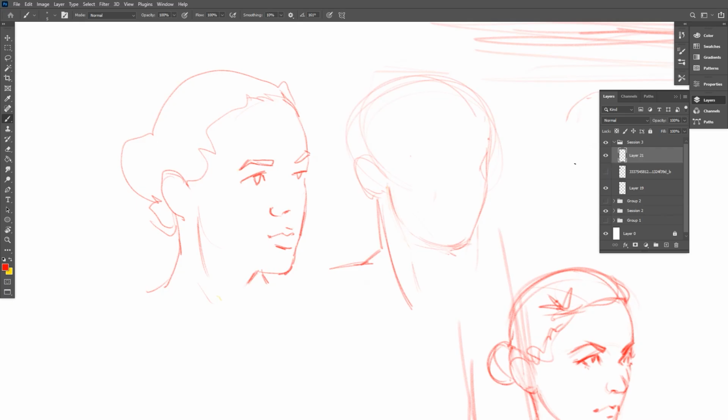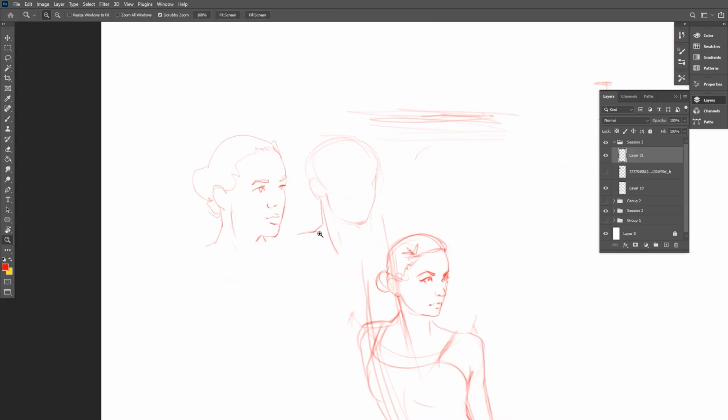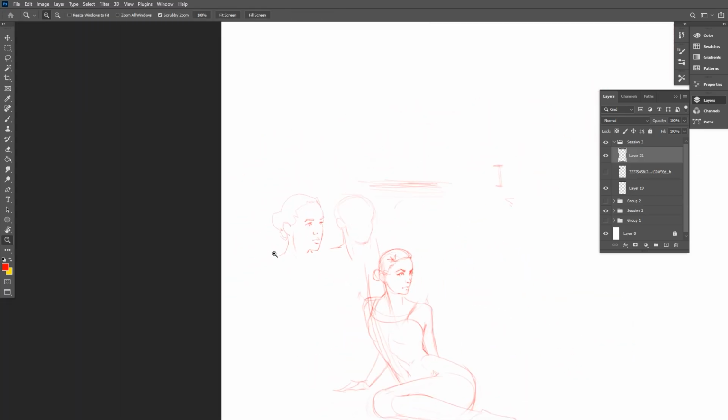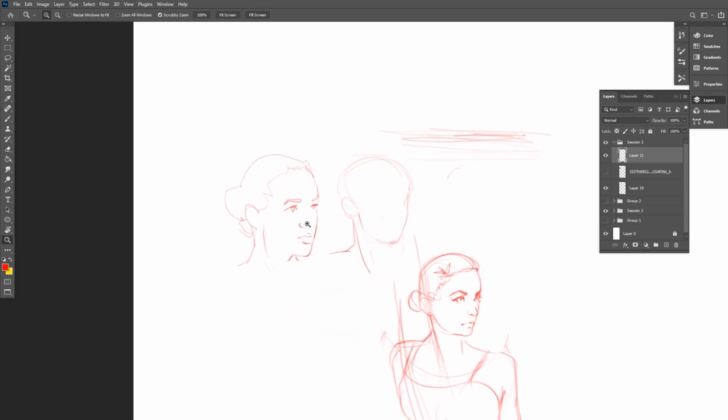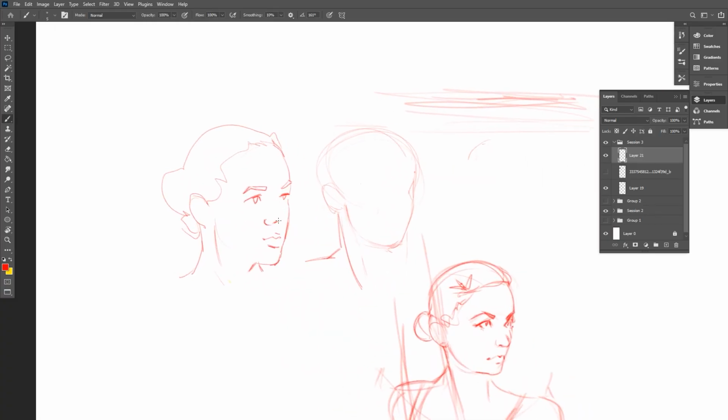You see, even with this much, we still can understand the figure from far away. We can still read it, and this is actually how you should draw. Although you can add some more details. This is what you should just draw.